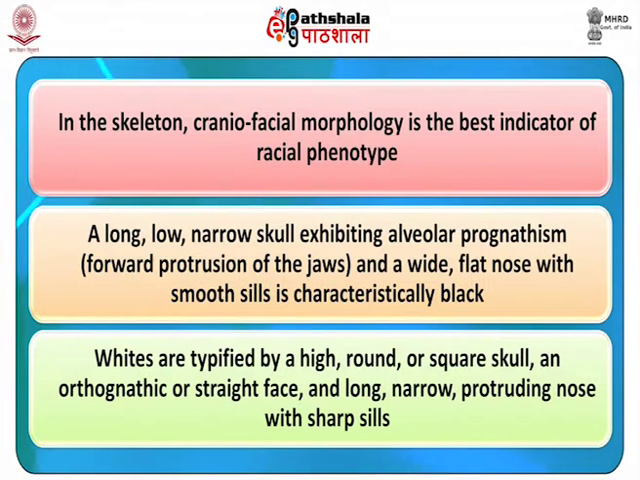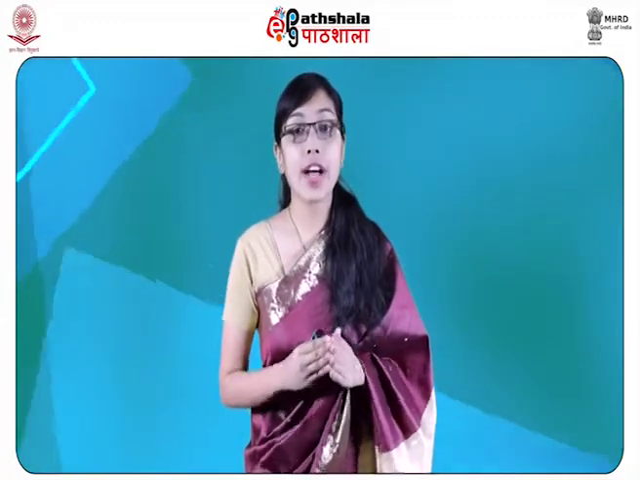Whites are typified by a high, round or square skull, an orthognathic or straight face, and a long, narrow, protruding nose with sharp sills. It must be kept in mind that these are archetypal or ideal descriptions and there are many variations within each group and overlap with the others. It also must be emphasized that bones do not give any direct indication of the intensity or shade of the skin color within a race.